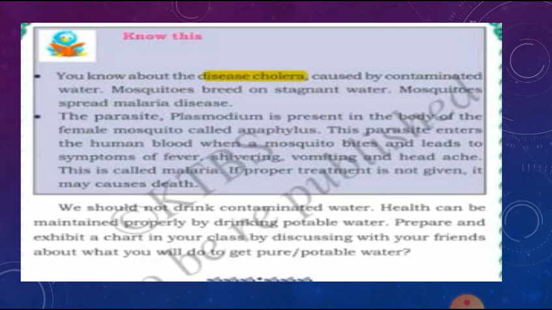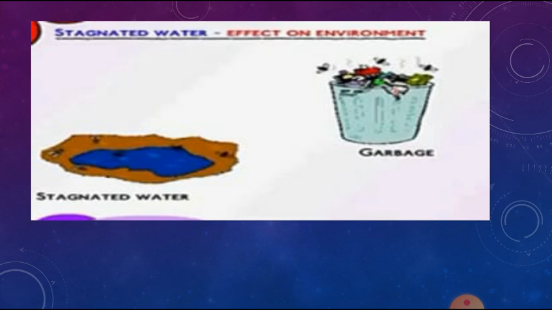You know about the disease cholera which is caused by contaminated water, polluted water. Mosquitoes breed on stagnant water. Stagnant water means there is no flow of water. We can see these in ditches. These mosquitoes spread malaria disease. The parasite means organism which depends on other organism. So the parasite named Plasmodium is present in the body of the female mosquito called Anopheles.